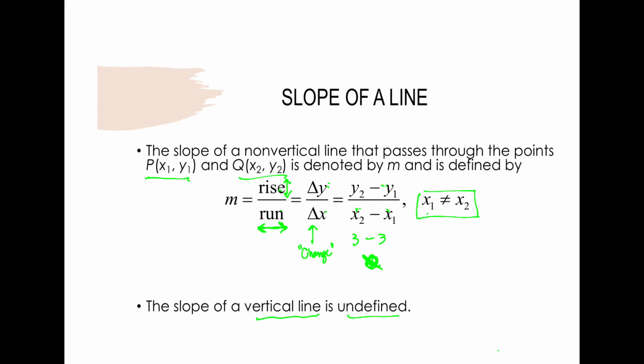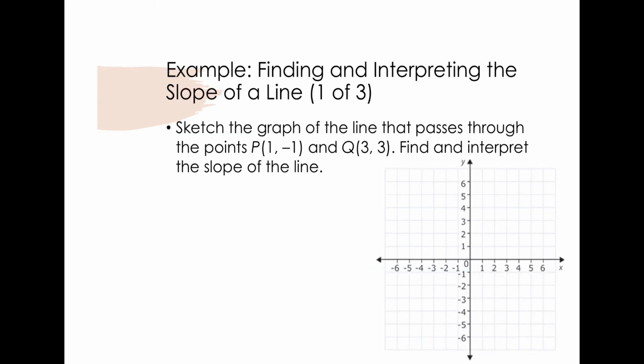And that's why we have to give this sort of disclaimer over here on the right, that the x's cannot be the same number, because that would give us a 0 in the denominator. All right, so we're going to use that formula here to find slope. We're going to take the difference of my y, so y2 minus y1 over x2 minus x1, to give me that rise over run slope value.